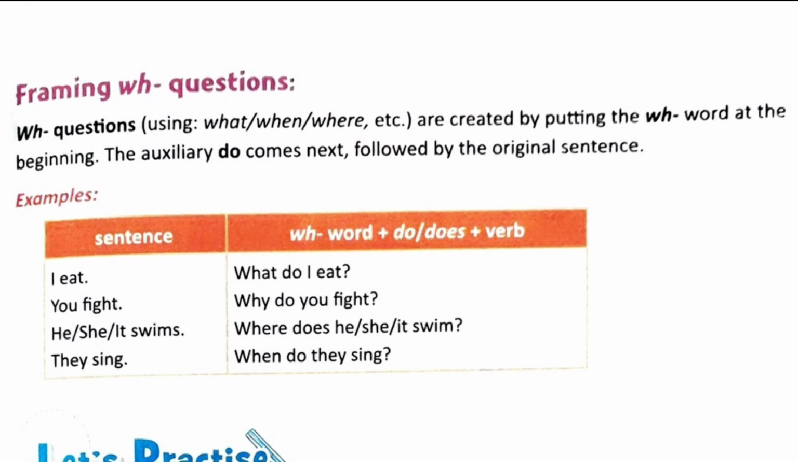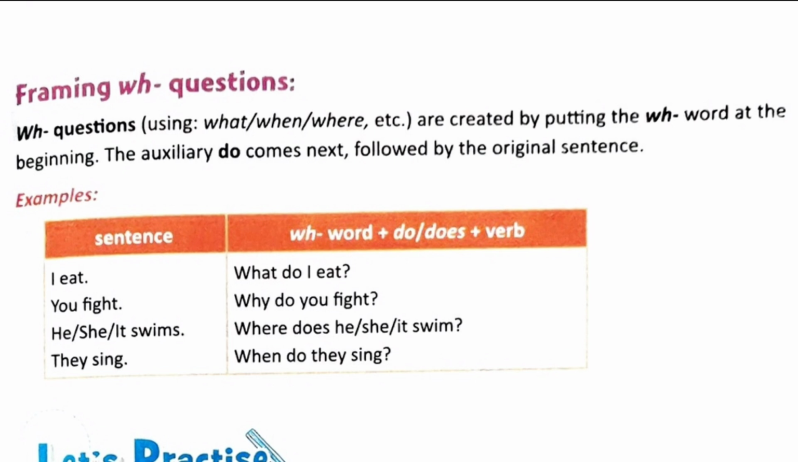Third example, he, she or it swims. Now he, she or it are examples of singular pronoun, and with singular subject we write does, so our question becomes where does he, she or it swim? Please note that we don't write swims here because we are writing does, so with does we write verb without s. The last example is they sing.